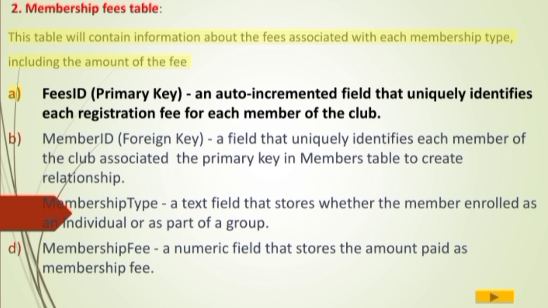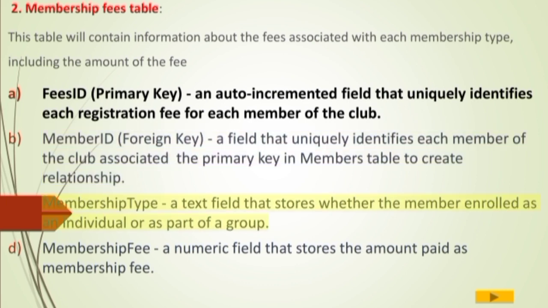2. Membership fees table. This table will contain information about the fees associated with each membership type, including the amount of the fee. A. Fees ID primary key, an auto-incremented field that uniquely identifies each registration fee for each member of the club. B. Member ID foreign key, a field that uniquely identifies each member of the club associated with the primary key in the members table to create a relationship.